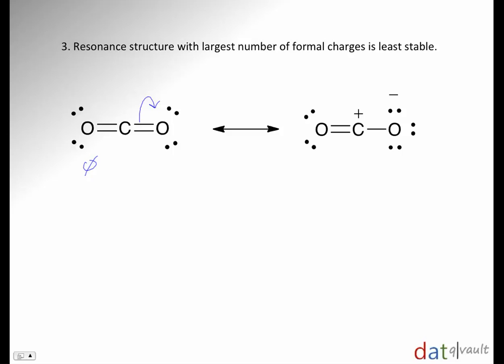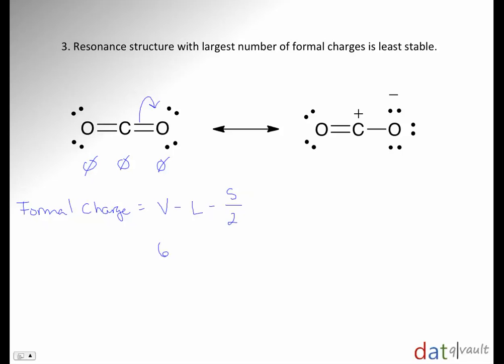This oxygen in this structure has a formal charge of 0, this carbon has a formal charge of 0, and this oxygen has a formal charge of 0. How do we figure out how to calculate a formal charge? If you guys forgot how to do that, I'll go over it really quickly. Formal charge on a particular atom in a molecule is based on the number of valence electrons of that atom minus the number of lone pair electrons on that atom minus the number of shared electrons in that atom divided by 2. So let's take a look at oxygen in the case in the left-hand side molecule here.